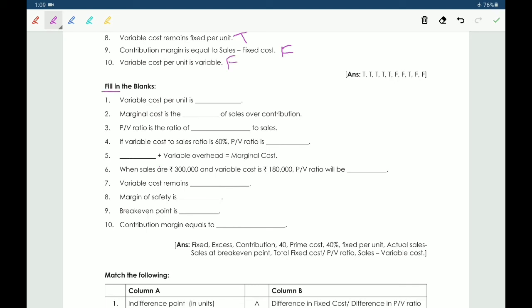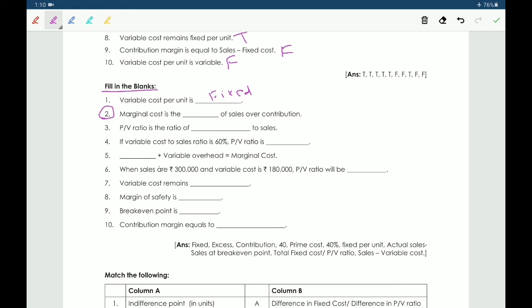Okay, next, fill in the blanks. Variable cost per unit is fixed. Next, second one, marginal cost is the dash of sales over contribution. Yes, marginal cost is the excess of sales over contribution. Next, PV ratio is the ratio of dash to sales. PV ratio is the contribution to sales ratio.